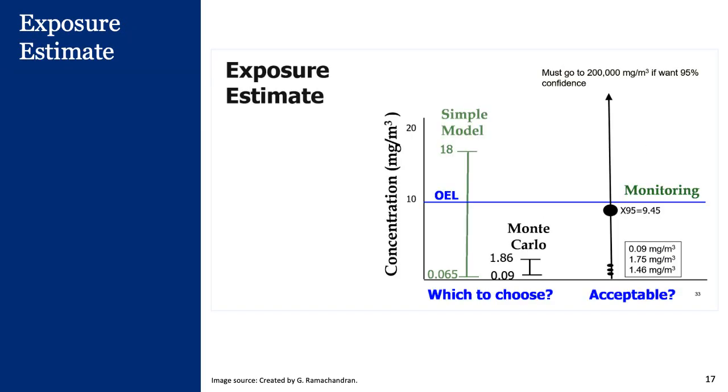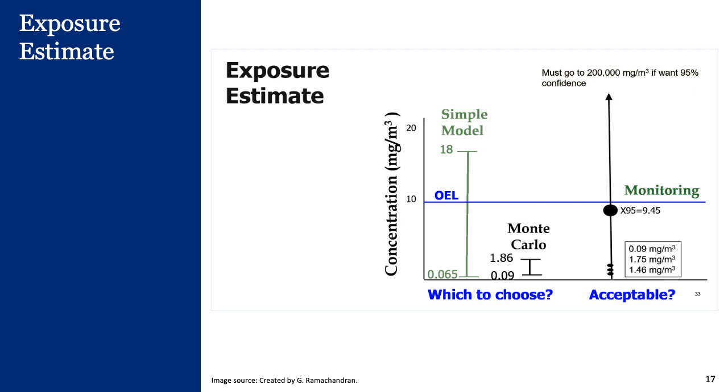Now, if we look at these 3 values and we look at the 95th percentile of the log normal distribution from which we assume these 3 values came, that is 9.45, and you can see that the upper tolerance limit of the 95th percentile goes all the way up to 200,000.